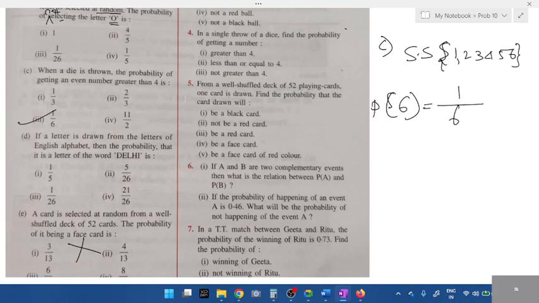So in probability, the keyword is limit or restriction. They'll restrict you to use only certain things, not to find all the value. In the letter drawn from the alphabet, the word is Delhi.